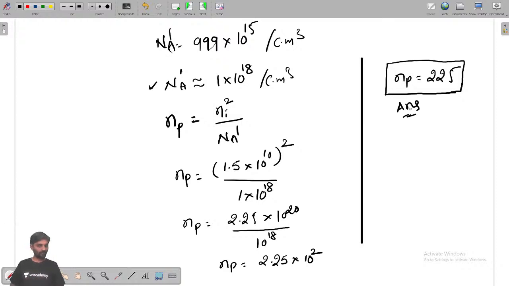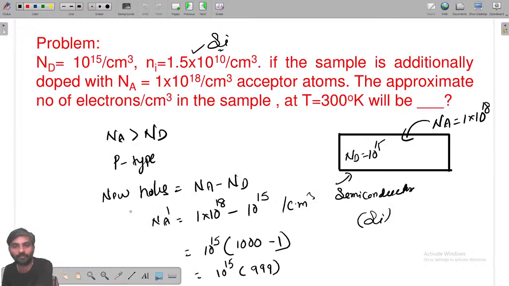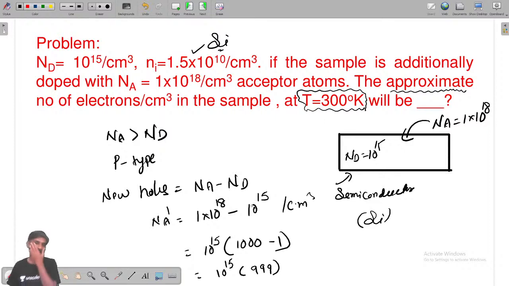I have considered this for convenience, sir. It is a waste of writing 999 into something. The question is asking for an approximate value. You need not worry about this T, it is given just to confuse you. You need not worry.